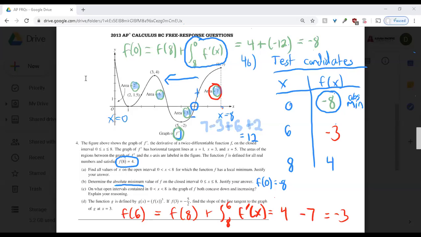Mr. Morrison, when it says justify your answer, that's all you need, right? You don't need any more sentences or anything. As long as you say test the candidates and you show these answers, that would work. That's absolutely enough to justify your answer. You're considering all three candidates and you're finding the candidate with the smallest y coordinate. Okay, thank you.